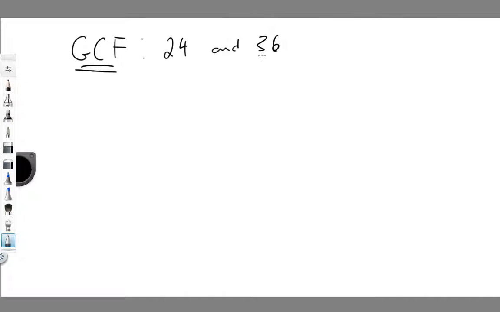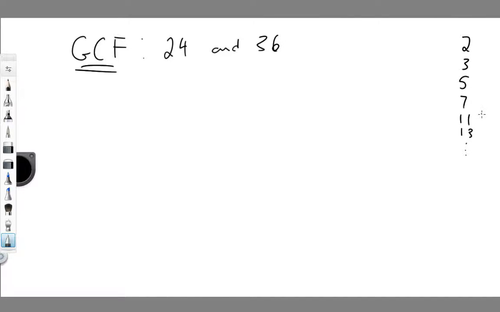You probably could guess 12 for 24 and 36 because they're small numbers. But if you have big numbers that you're not as familiar with, it might take a little bit more work. So I'm going to teach you a systematic way to find the GCF using prime factorizations, or product of primes, whatever you want to call it. I'm just going to list my prime numbers on the side here: 2, 3, 5, 7, 11, 13, and there are more. If we need them, we'll find them.